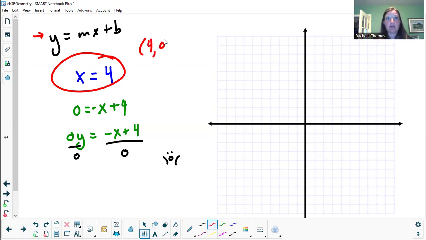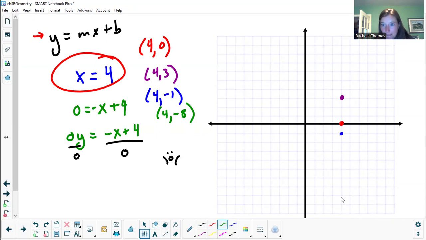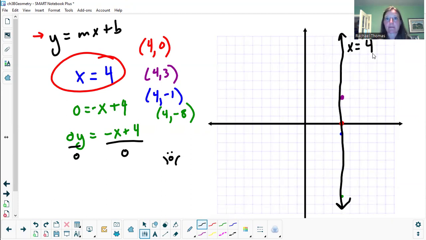For example, 4, 0. 1, 2, 3, 4, 0. How about 4, 3? 1, 2, 3, 4. 1, 2, 3. How about 4, negative 1? And you notice how I'm going to get a line here? Let's do one more just for funsies. How about 4, negative 8? Bam. And I've got this vertical line right there. That is the graph that goes with the equation x equals 4.